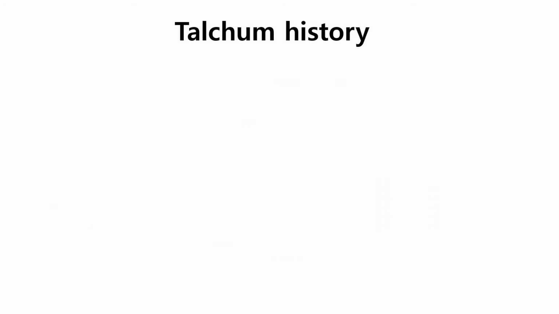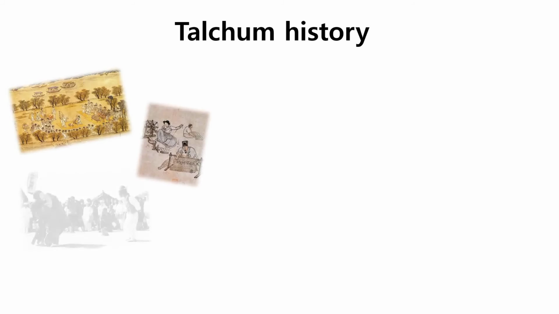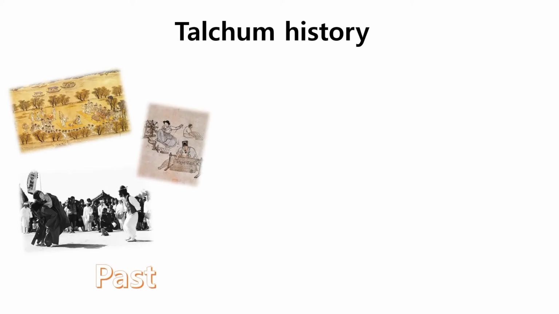Next, I'm going to introduce Talchum's history. Talchum became famous in the late Joseon dynasty. After the increase of collapsed Yangban families, the selling of official positions, and also fights among the royal families, normal people were angry about it. So they started to perform Talchum, the mask dance, dwelling on their own misfortune and criticizing Yangban.